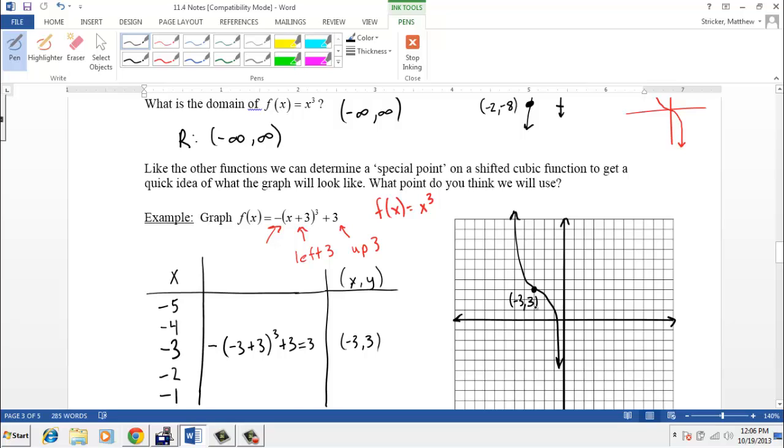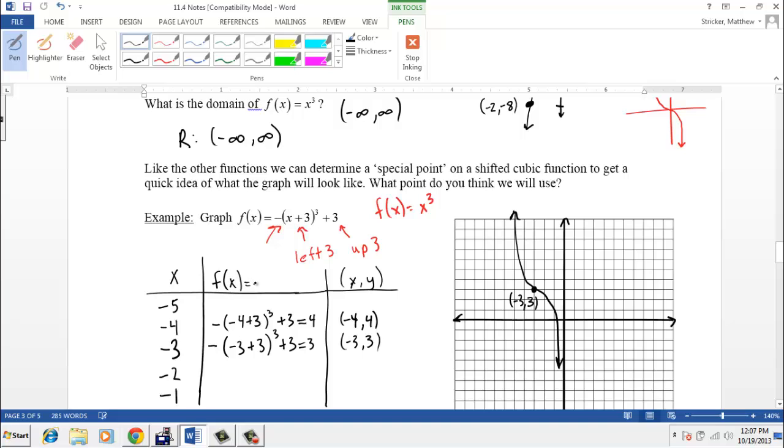Now, just like with the last ones, though, doing all these calculations kind of gets a little bit hairy. I mean, we could do it. We could say this is negative 4 plus 3 cubed plus 3. Negative 4 plus 3 is negative 1. Negative 1 cubed is negative 1. But then we have this negative 1, so it makes a positive 1. And positive 1 plus 3 is 4. So we know this is the point negative 4, 4.